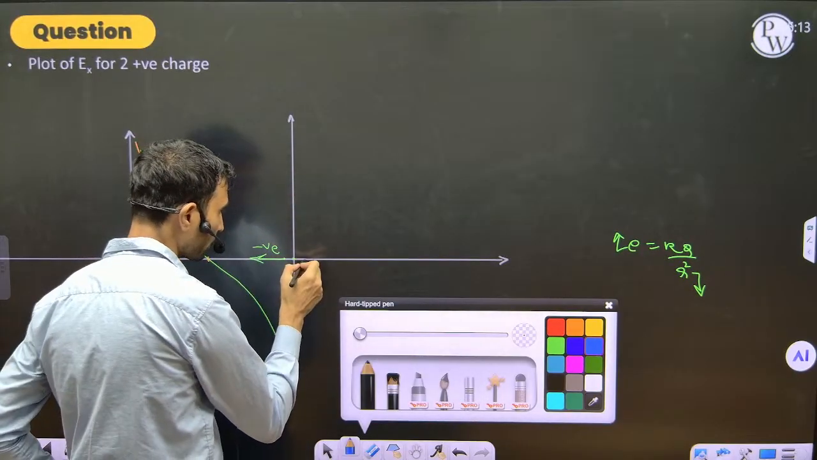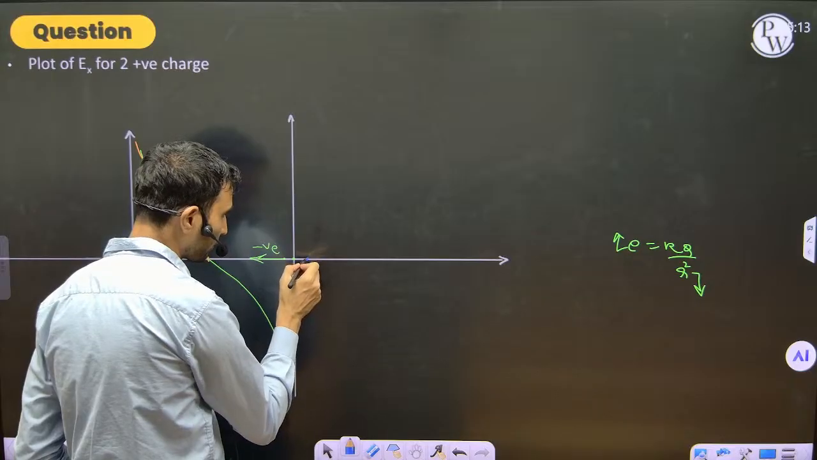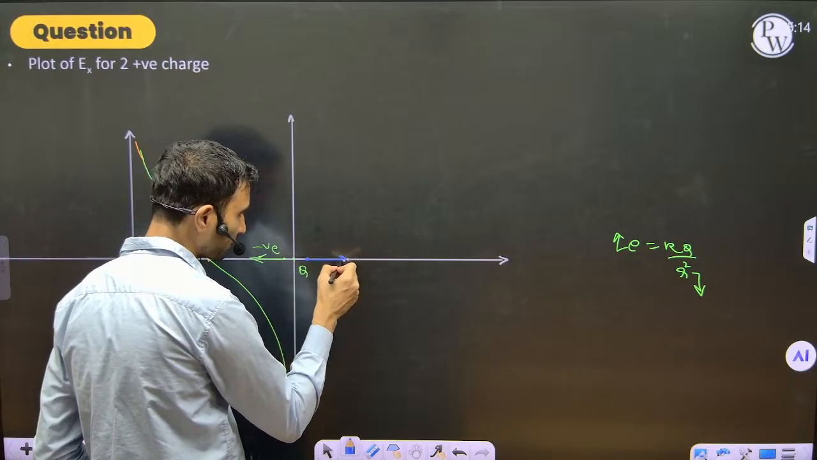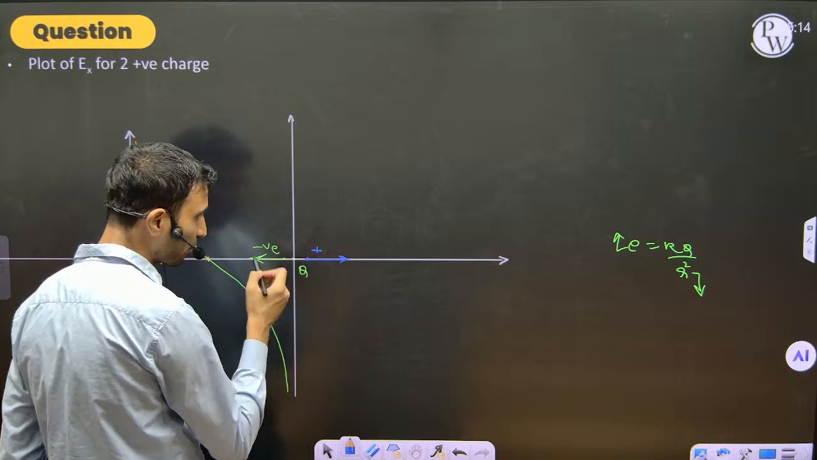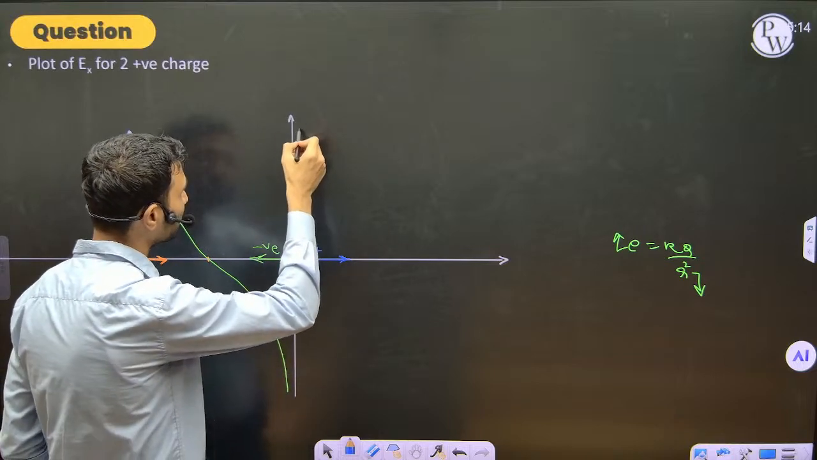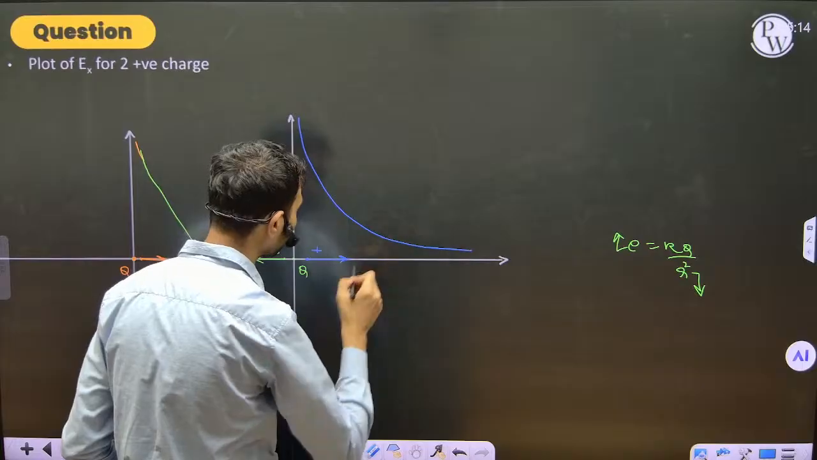Now see, here the field will be, because of the positive charge, in this direction. That means positive component, and very positive high, right? So it will start from here and, as you go all the way, it will become zero.